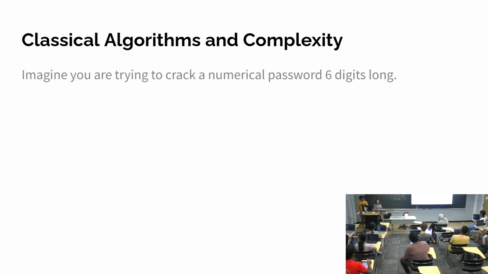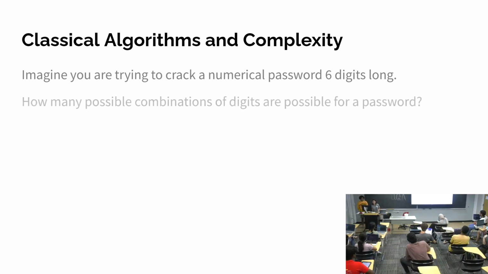Please read the scenario on the board. If you have a numerical password, 6 digits long, how many possible combinations of digits are possible for that password if you were to brute force it because you're not given any other information about what the password contains? Yeah, sorry. 24 to the power of 6. 24? Just numbers. 6 factorial.